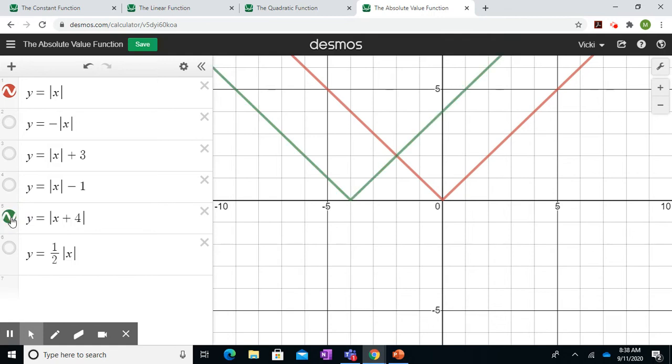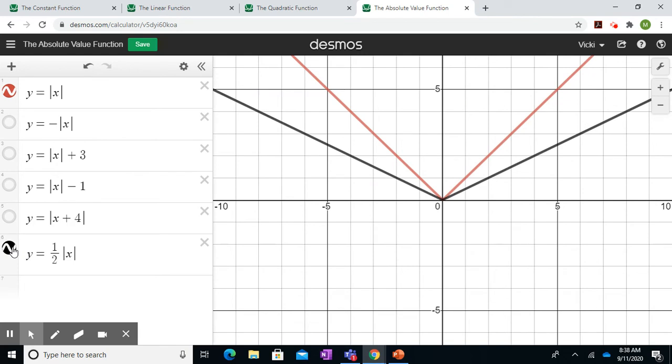Inside the absolute value moves it 4 spots to the left. Whenever stuff is on the inside, it's always the opposite. Notice that a 1/2 makes the absolute value less steep, which means that it looks wider. For now, you just want to know that these transformations are a thing. And in the next PowerPoint, you're going to start writing them down more officially.